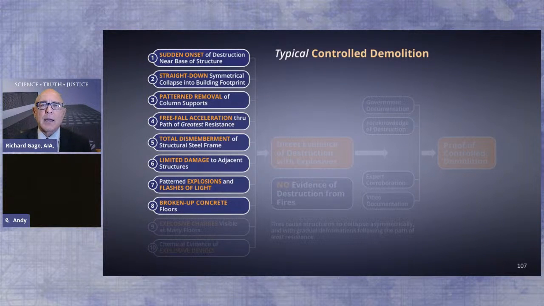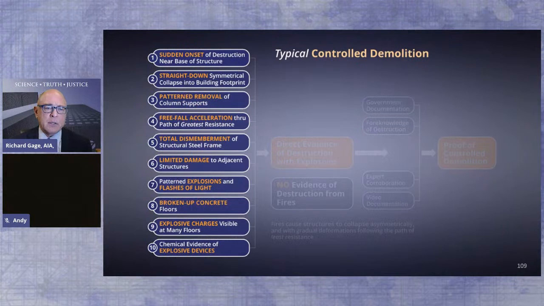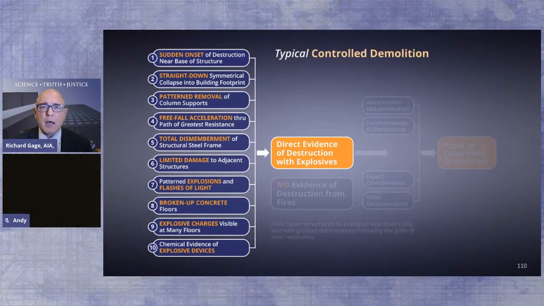And we have broken up concrete floors, or pulverized in the case of normal controlled demolitions. They break them up so they don't have to do that afterward in a pile at all odd angles with jackhammers and so forth. So that's done by explosives. So there's explosive charges visible at many of the floors. They're just obviously explosions going off here and there around the building, isolated explosive ejections called squibs in the controlled demolition industry, resulting, of course, in feature number 10, chemical evidence of these explosive devices left behind in the residue in the aftermath of a controlled demolition.